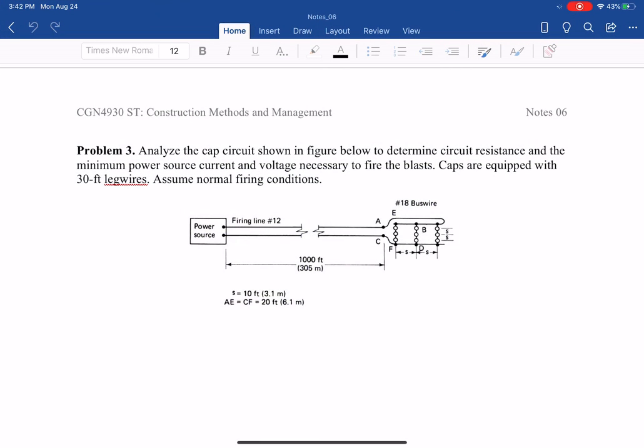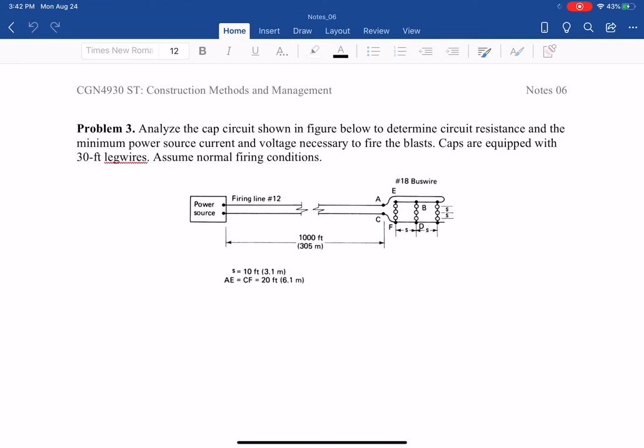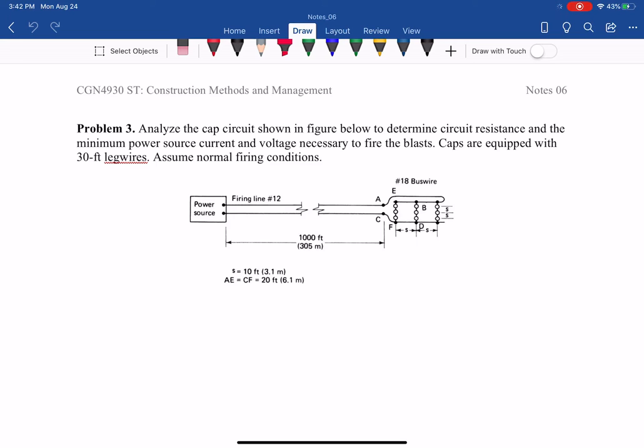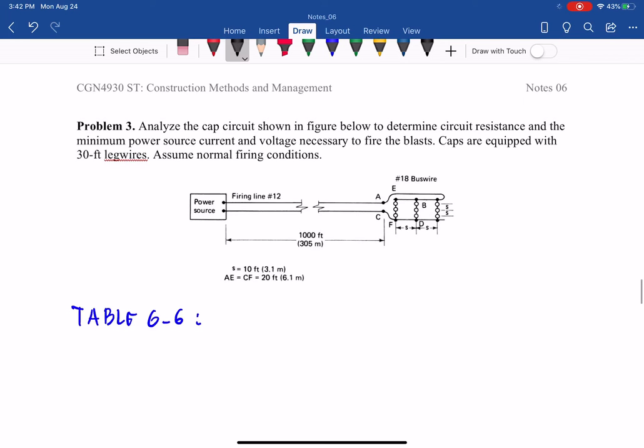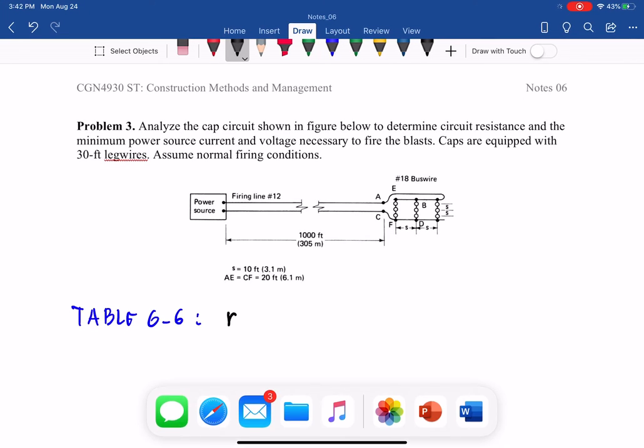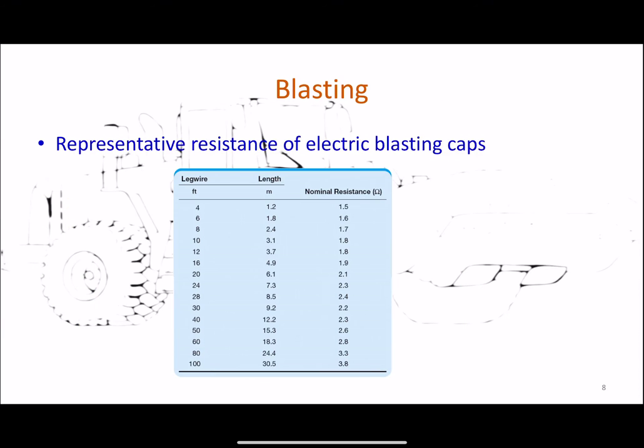How to determine that here. As you can see, to determine the cap circuit resistance, we go to table 6.6. Then we have the resistance for the cap circuit. Let's go back to table 6.6. For the 30 feet leg wire, we have 2.2 nominal resistance, in ohm 2.2.